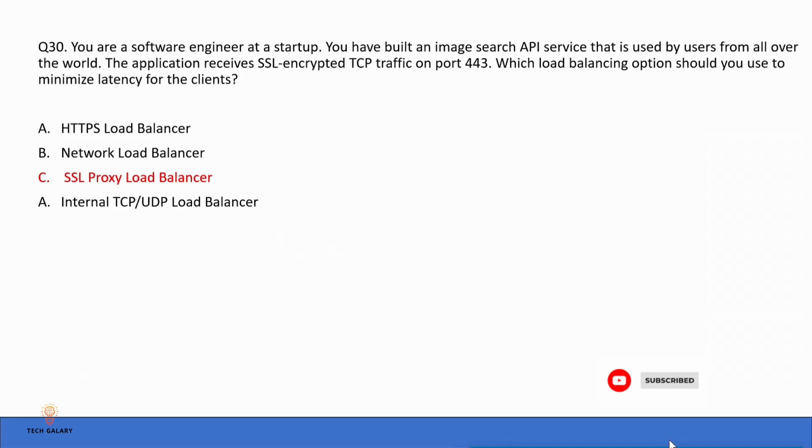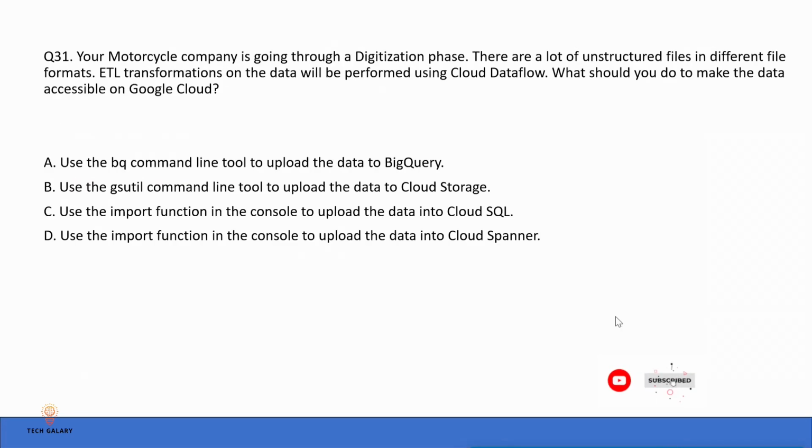Let's move ahead with question 31. Your motorcycle company is going through a digitization phase. There are a lot of unstructured files in different file formats. ETL transformations on the data will be performed using Cloud Dataflow. What should you do to make the data accessible on Google Cloud? These are the options available, and the correct answer is option B. Use the gsutil command line tool to upload the data to Cloud Storage.